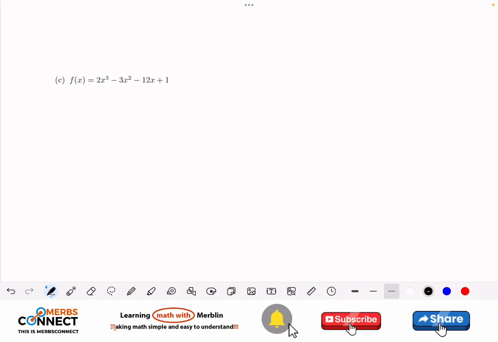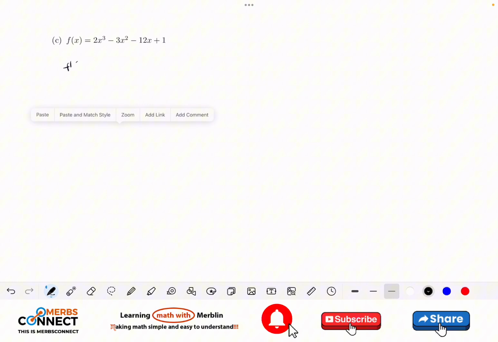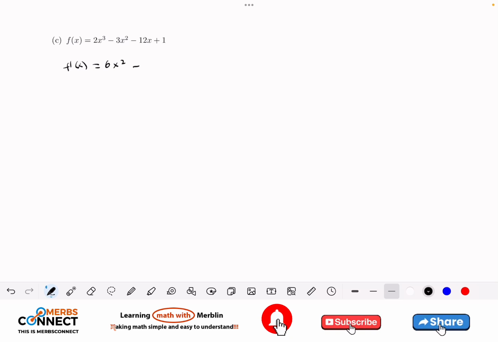So now let's look at the next question. This is also a polynomial function. So let's go through fast. F prime of x will be equal to, when I differentiate this, I'm going to have 6x squared minus 6x minus 12. So when I do the differentiation, this is what I'm going to get. Now I can factor 6 out so that I have x squared minus x minus 2.